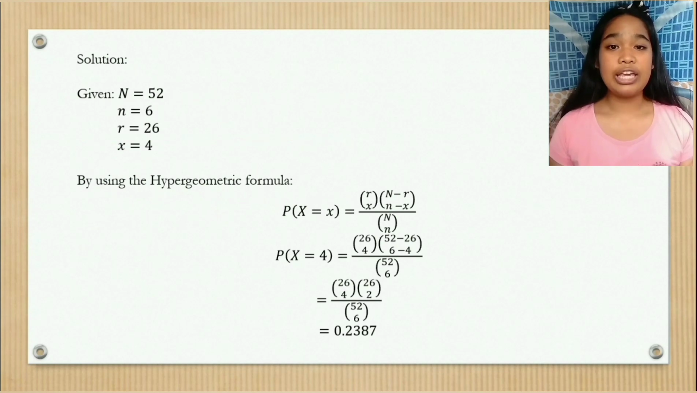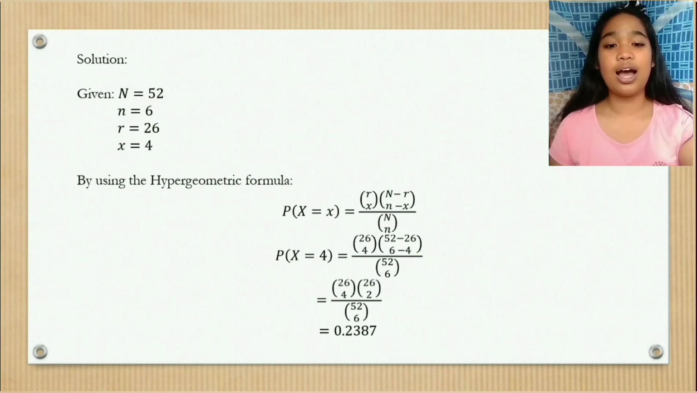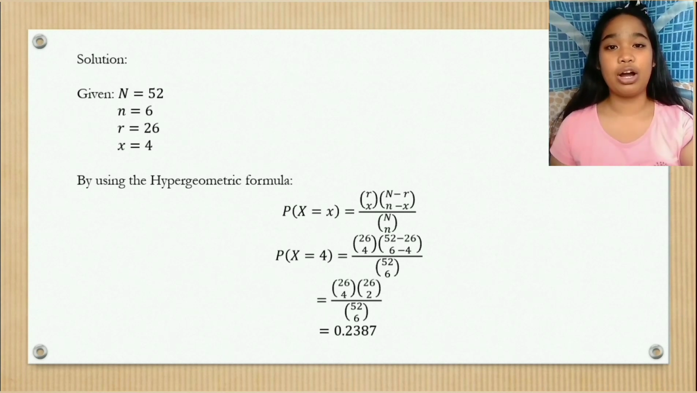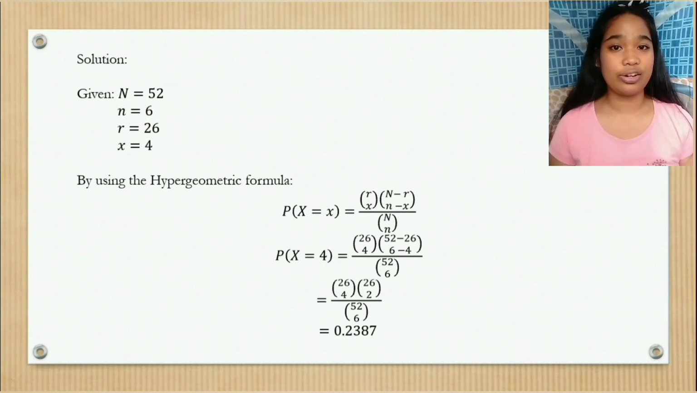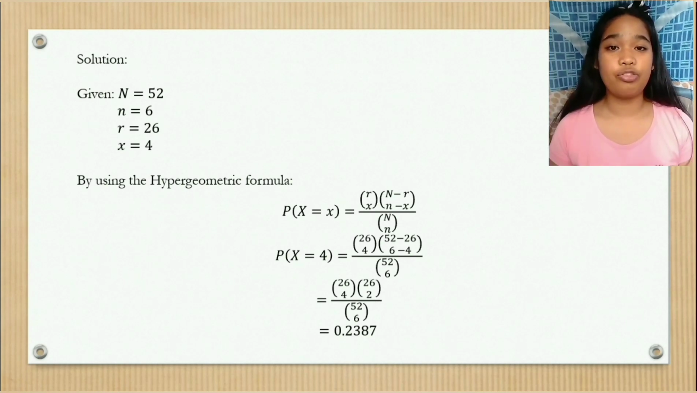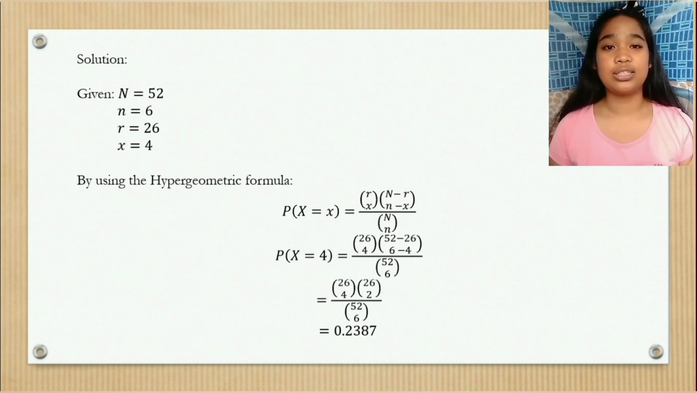Solution. Given that N equals 52, since there are 52 cards in an ordinary playing deck. Then n equals 6, the number of cards drawn. R equals 26 because there are 13 red cards each in diamonds and hearts. Then x equals 4, which is the number of reds to be considered as successes in the sample drawn.